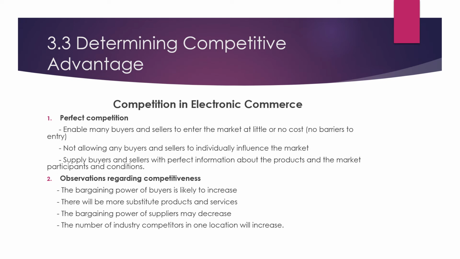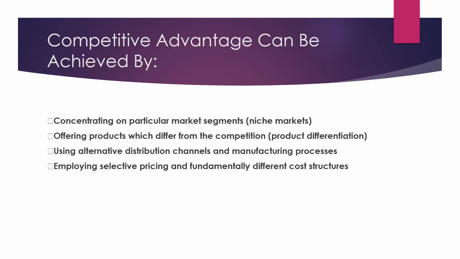For the observations regarding competitiveness, the bargaining power of buyers is likely to increase. There will be more substitute products or services. Of course, the bargaining power of suppliers may decrease. The number of industry competitors in one location will increase. Competitive advantage can be achieved by first concentrating on particular market segments, offering products which differ from the competition. This is the product differentiation. Using alternative distribution channels and manufacturing process, and employing selective pricing and fundamentally different cost structure.